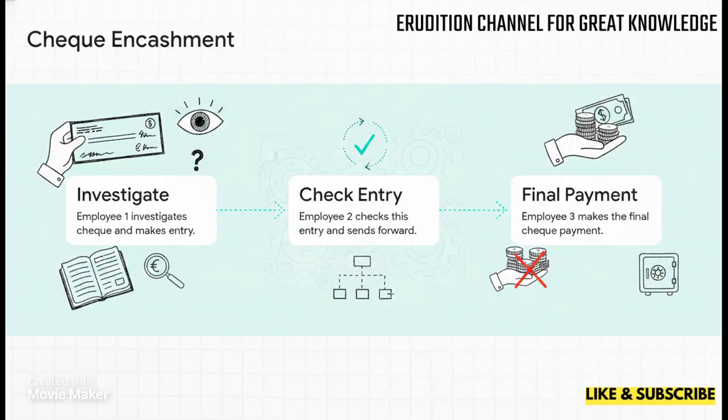And this brilliantly illustrates the concept using a real-world example straight from the source text. Imagine a customer presents a 1,000 rupee check to a bank for encashment. As per bank policy, the work of cashing that check is divided among 3 people. Step 1. Employee 1 investigates the check and makes the initial entry in the books of accounts. Step 2. The second employee automatically checks this entry as part of their routine and sends it forward. Step 3. The third employee makes the actual final check payment. So any mistake by employee 1 is caught by employee 2, and so on. See, the abstract theory becomes incredibly concrete when you look at it step by step.